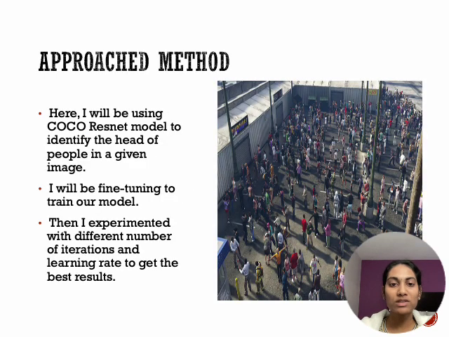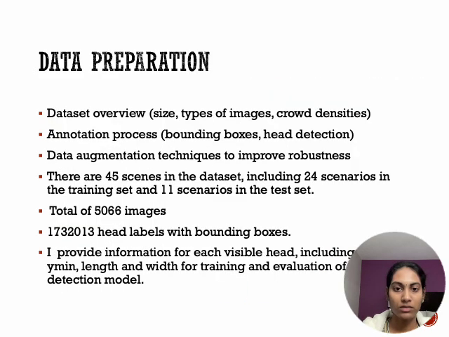So I have chosen a method to resolve this problem. Firstly, I will be using a COCO ResNet model to identify the heads of the people in a given image, and then I will be fine-tuning to train our model. Then I experimented with different numbers of iterations and learning rates to get the best results.